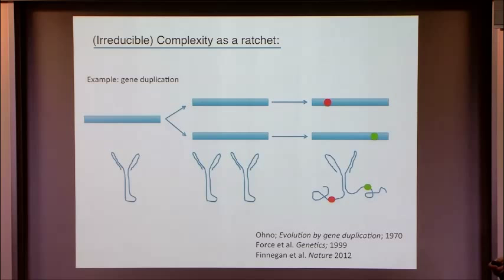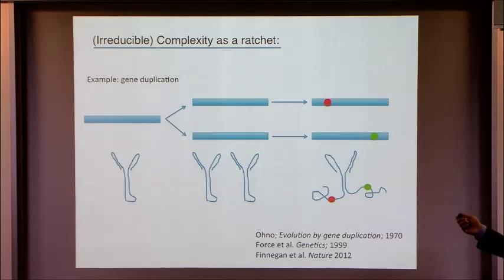And the important thing here is that none of these steps have to be adaptive, right? Well, they don't all have to be adaptive. So this gene duplication can just be neutral. This change can be neutral or deleterious, and then probably, if this is a recovery mutation, it's adaptive. But this process can happen neutrally, right?